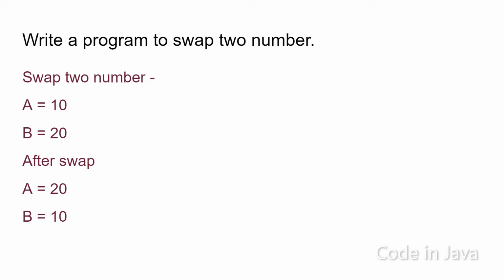So the basic solution is here. We can take a third variable c and keep the value of a or b, anything, in c, and then after swapping the values of a and b, we will again assign the value of c to the other variable. So this is the basic solution. First I will write this solution, and then I will discuss the other solution which the interviewer will expect from a fresher. So let's come to the coding.